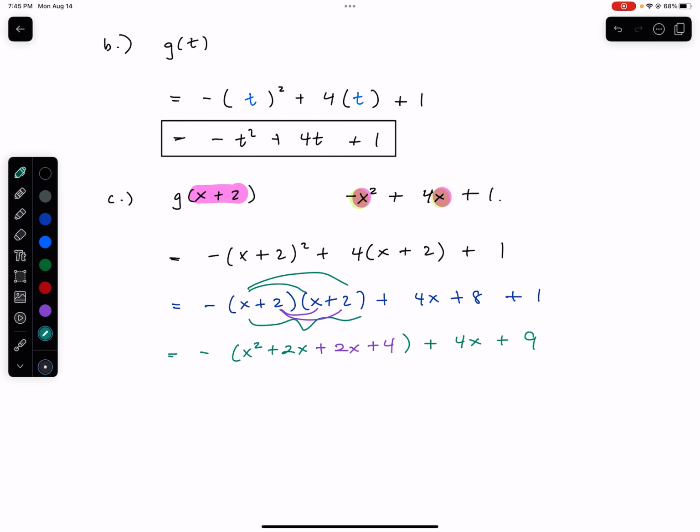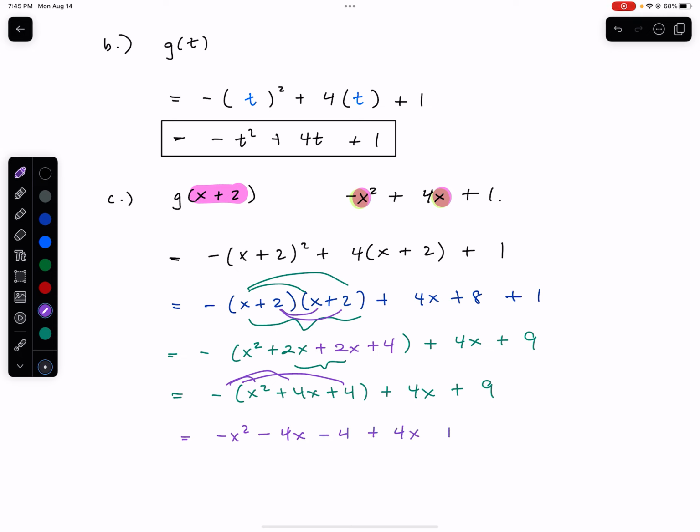Okay. Simplify, combine like terms. Negative parentheses x squared plus 4x plus 4 plus 4x plus 9. Okay, I'm going to distribute this negative now to everything. You're going to get negative x squared minus 4x minus 4 plus 4x plus 9. Okay, and then these are going to cancel. You're going to get negative x squared plus 5.